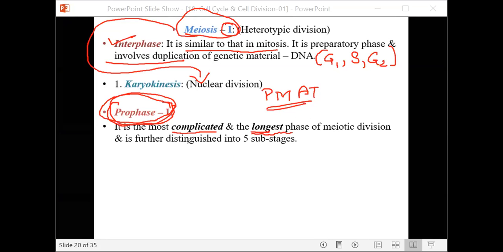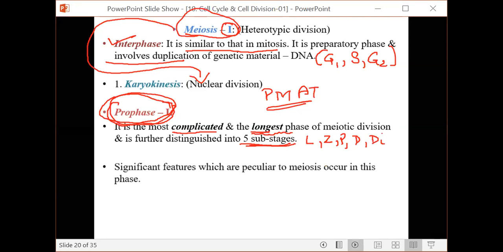Remember that. Now this prophase one is further divided into 5 sub-stages. We are dividing it for our ease of understanding, to know which phase is what. There is leptotene, zygotene, pachytene, diplotene, and then diakinesis. LZPDD. Okay.